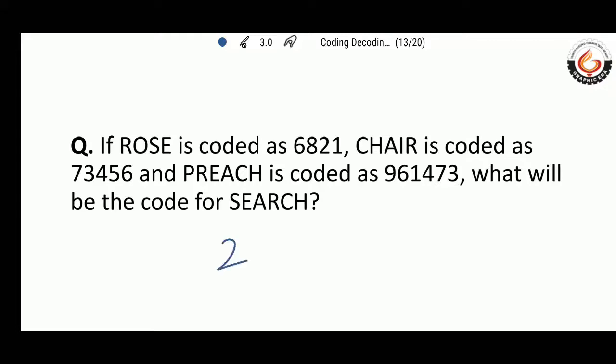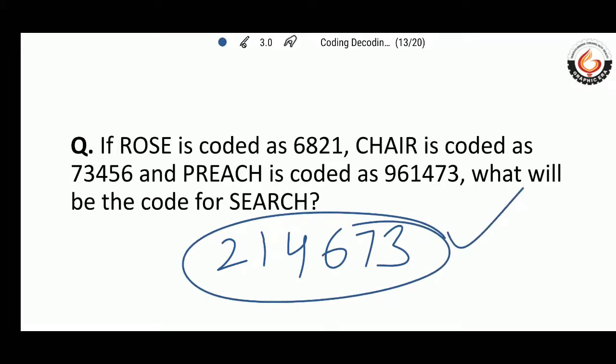2 1 4 6 7 3. It should be coded this way. S is coded as 2, E is coded as 1, A is coded as 4, R is coded as 6, and CH from here is coded as 7-3. Got it? Next question.